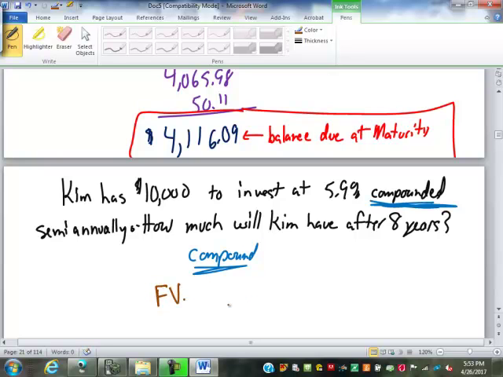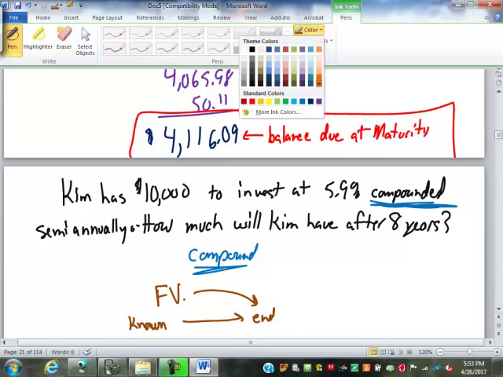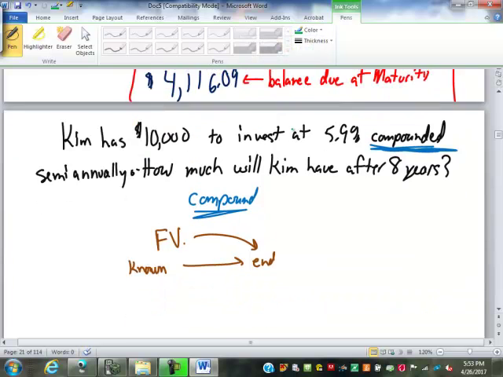Very good. We know what we're starting with. We want to figure out what we're going to end with. That's the future value, that ending amount. So what's our formula going to look like?